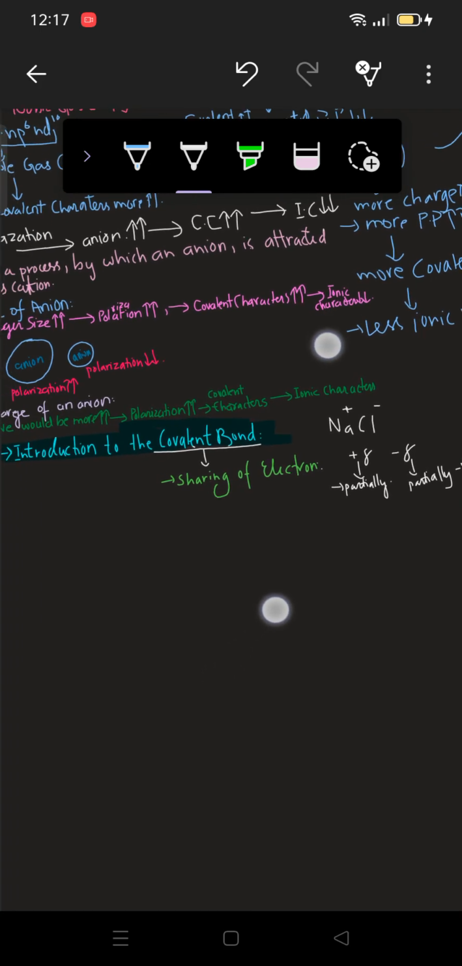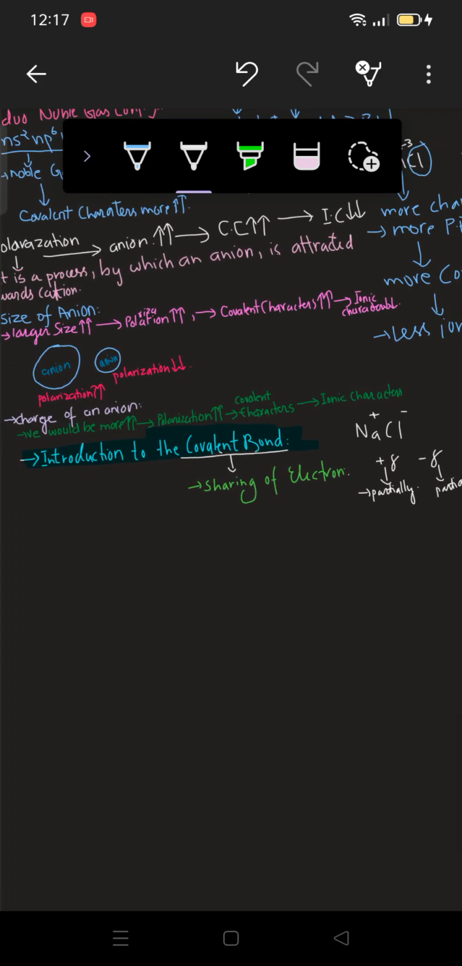See, today we have completed a basic introduction about covalent bond. From the next video, we're gonna start the theories of covalent bond, and trust me, we're gonna discuss each and every theory in very detail. We'll start with Lewis dot structure.